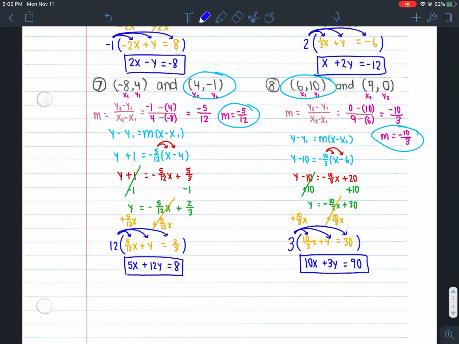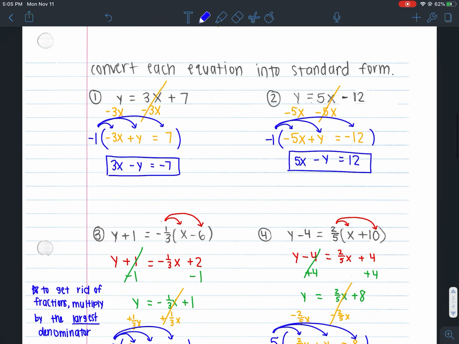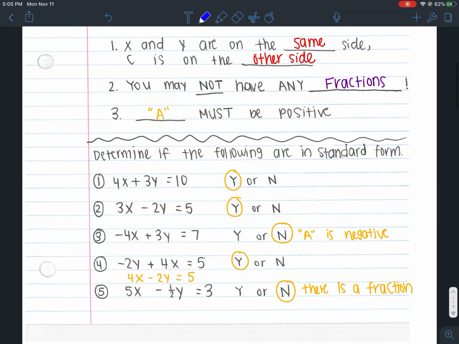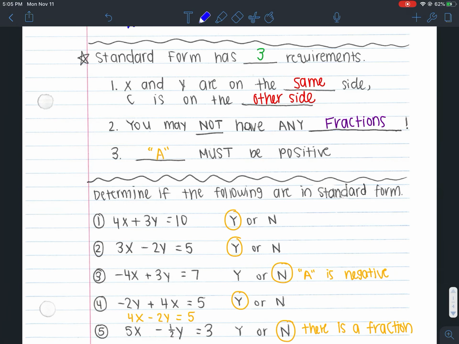But that is it for converting into standard form. Again, you want to start in point-slope if they don't already give it to you. And if they do, then great. And then you go to slope-intercept and then standard. Those are really the only 3 steps. And just make sure your requirements are fulfilled, right? X and y on the same side, no fractions, no decimals, and A has to be positive.